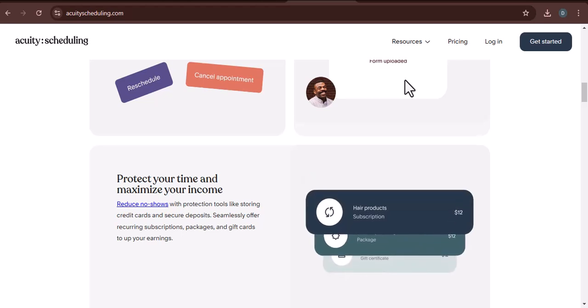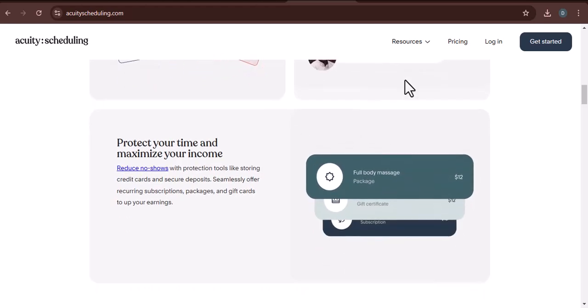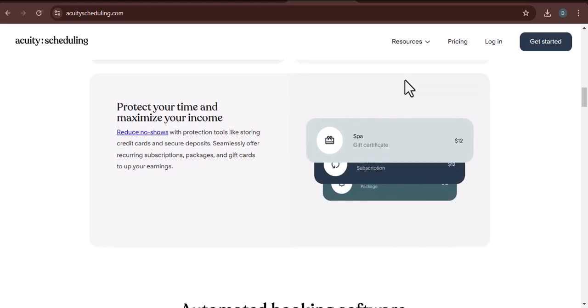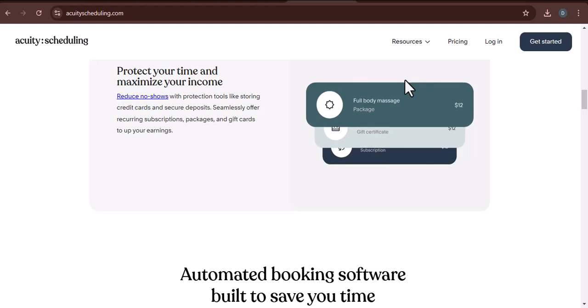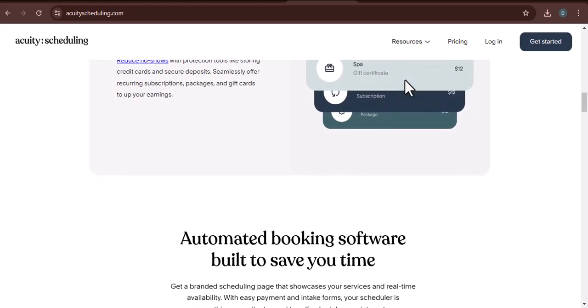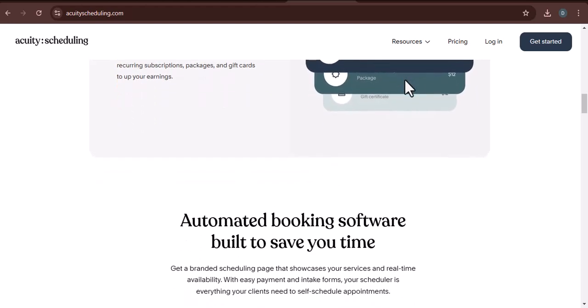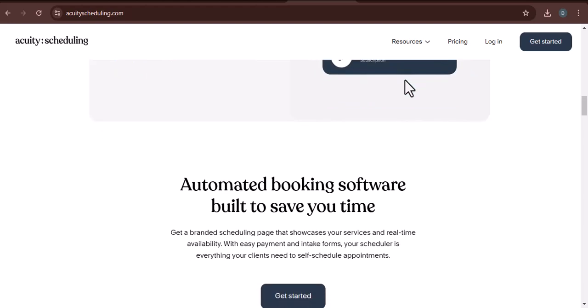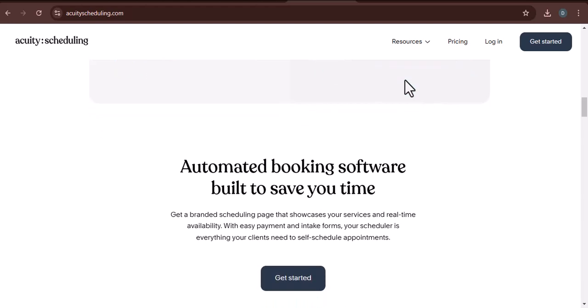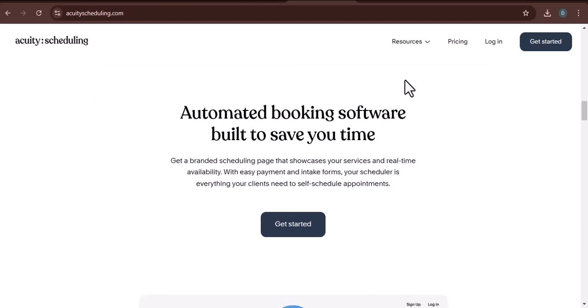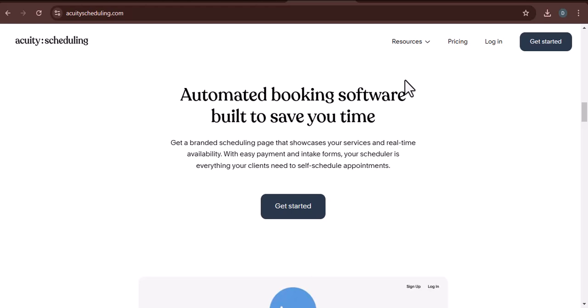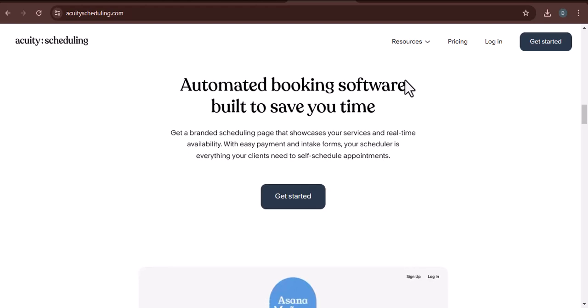Now, let's talk about best practices. To maximize the benefits of using PayPal with Acuity, it's essential to optimize your booking process. First, make sure your booking page is clear and easy to navigate. Include clear descriptions of your services, pricing, and payment options. Second, use Acuity's automated reminders to reduce no-shows. Send confirmation emails and text messages to remind clients of their appointments. This can help prevent last-minute cancellations and ensure you're getting paid for your time.